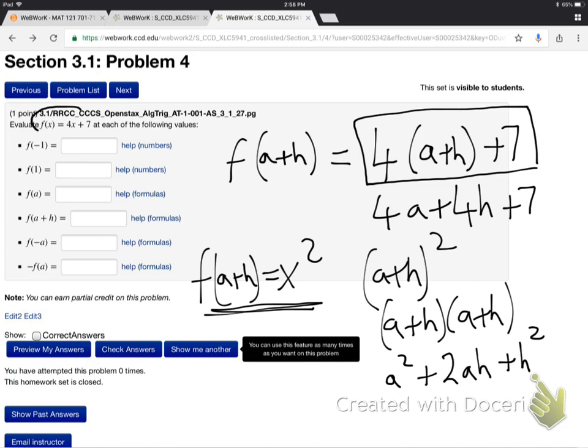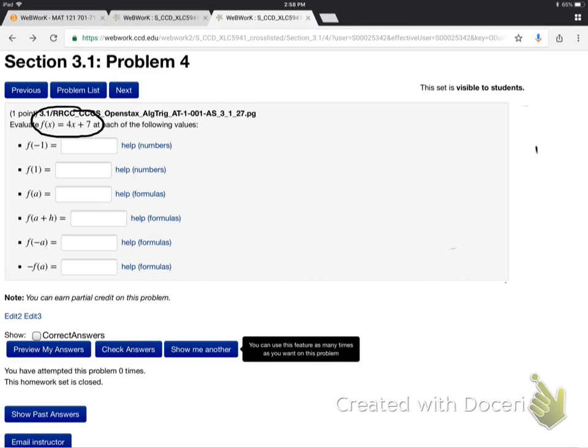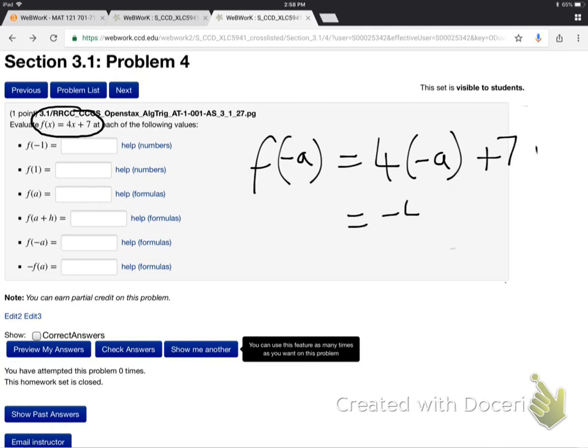This is actually quite a nice one because it's just a nice simple x. But remember, I'm replacing the x with a plus h and doing all the calculations. Okay, so f of negative a. Well, again, all I'm doing is this. F of negative a means put a negative a where the x is, okay? So that is just negative 4a plus 7, okay? That's all that is.